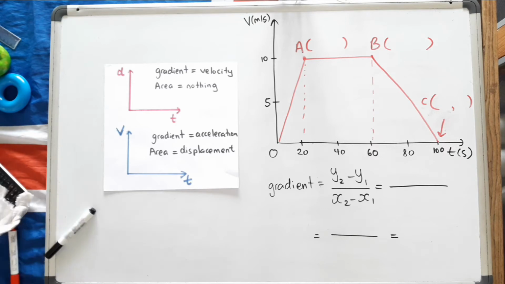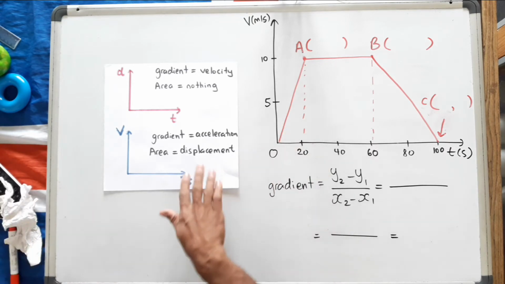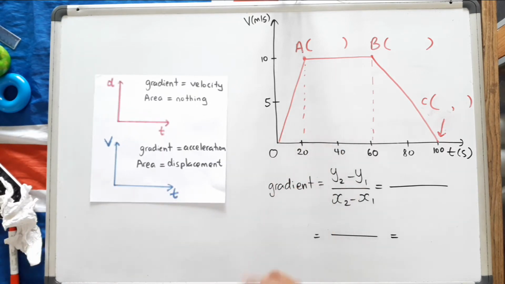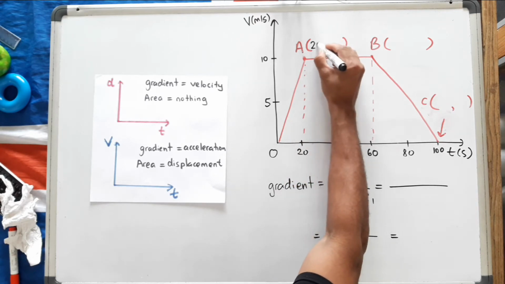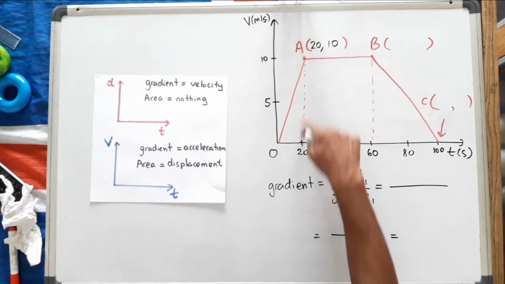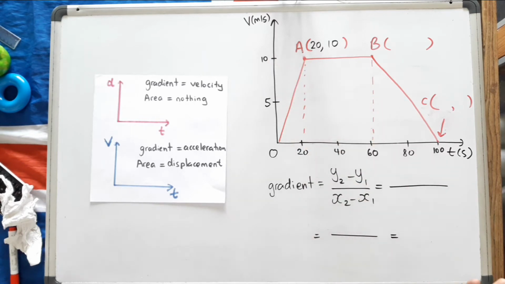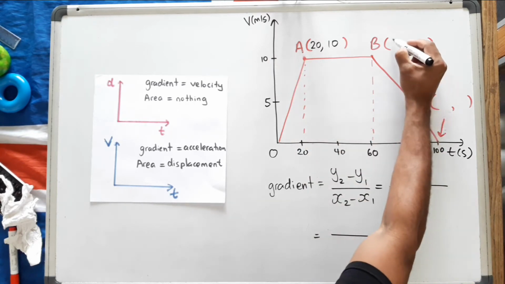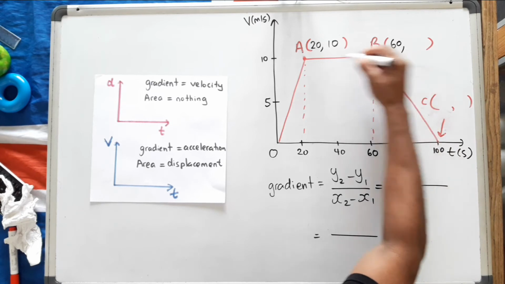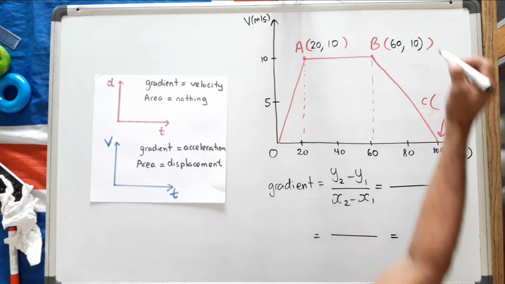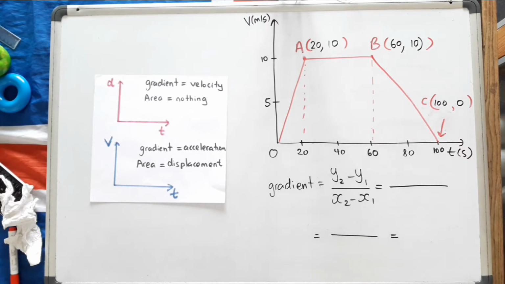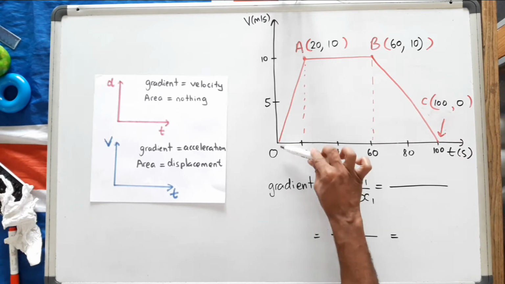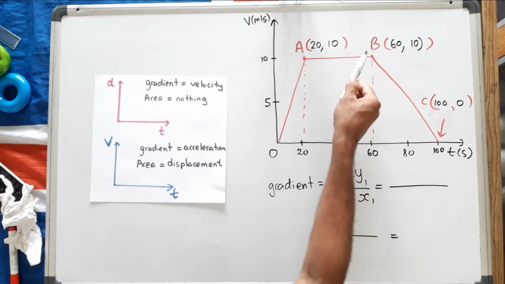All right, so let's get started over here. Here I have a graph, and let's get all the points that we need. Point A is (20, 10), so 20 seconds and 10 meters per second on the Y. Point B is (60, 10), and C is (100, 0). So here's what we're going to do. We are going to find the acceleration for each portion.